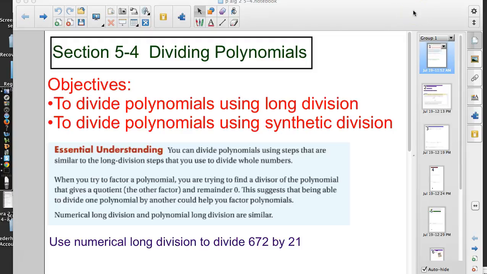Section 5.4, you can see our wonderful objectives up here. We're going to divide polynomials using long division. That'll be it today. That's going to be what we get through.